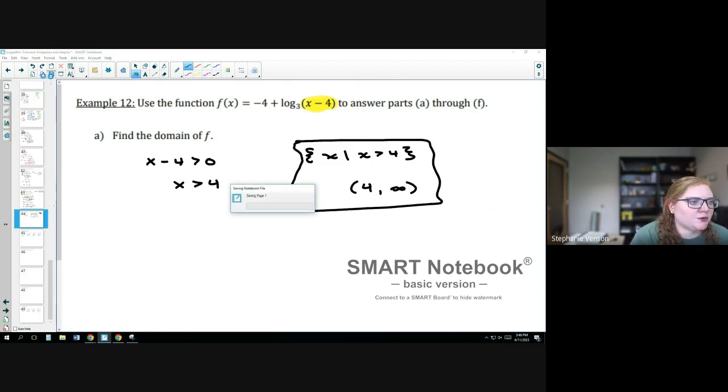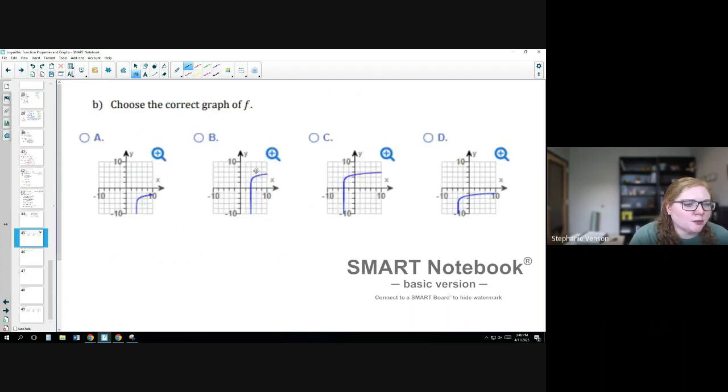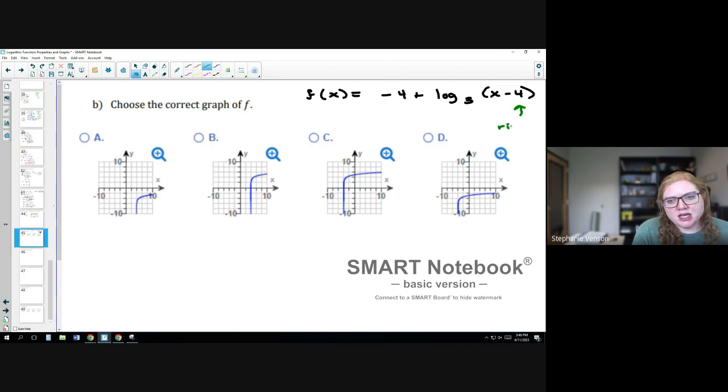Let's see what they ask me for in part B. So part B says choose the correct graph. Now I'm going to graph this with transformations. So I'm going to rewrite the function for you. Okay, the original function was f of x is equal to -4 plus log base 3 of x minus 4. So this -4 here on the inside of the parentheses indicates to me that it was shifted to the right 4. And this -4 here on the outside of the parentheses indicates to me that it was shifted down 4.